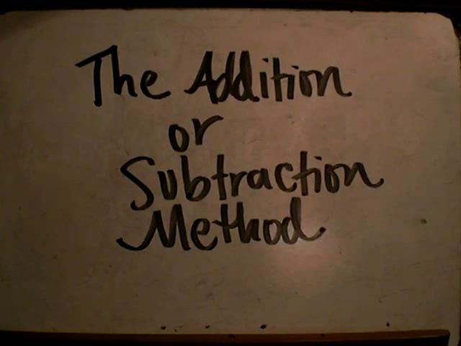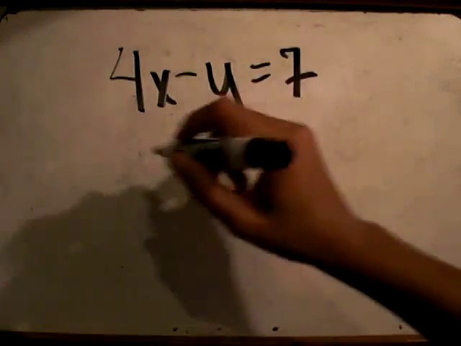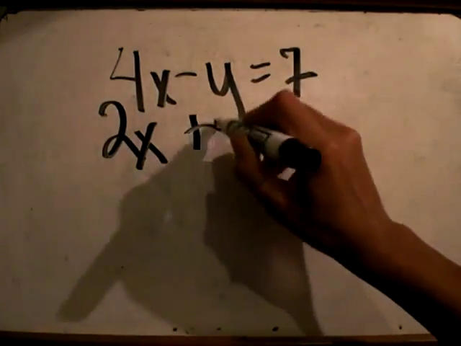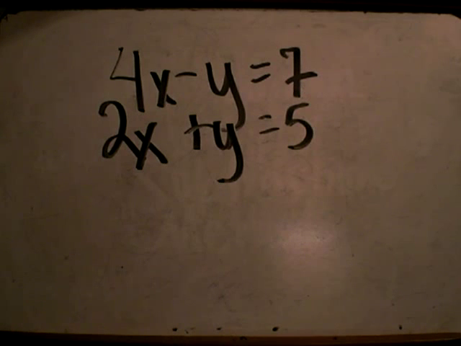Okay, in this video, I'm going to be talking about how we can solve systems of equations using a method called the addition or subtraction method. I'm going to give you two equations. The first one is 4x minus y equals 7. The second one's 2x plus y equals 5. In this case we want to solve for x and for y. We want to find the solution.